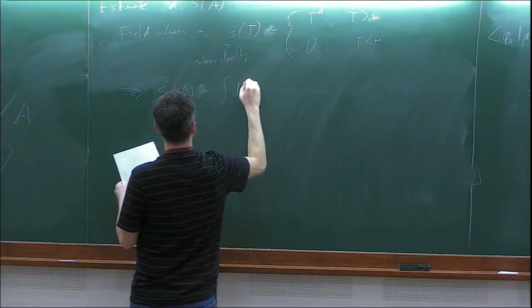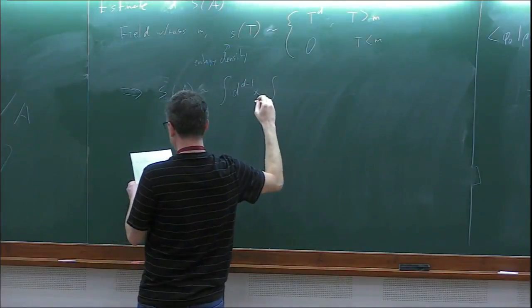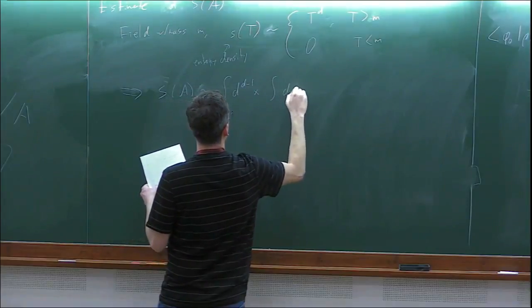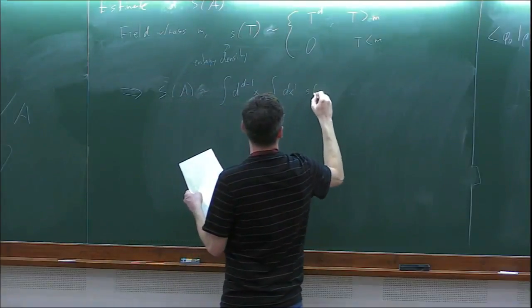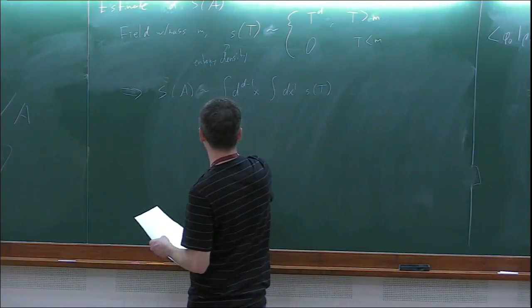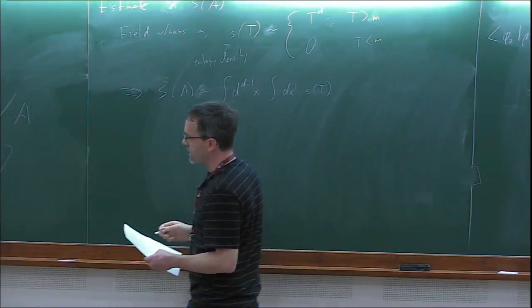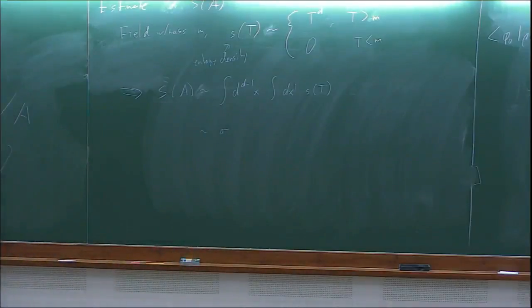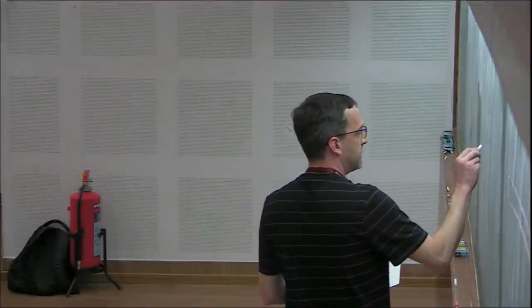So the integral d^(d-1)x, integral dx1, of s of T. This guy gives you sigma, our old friend, which is the volume of the entangling surface. So in this direction, we cut it off somehow. I mean, it's infinite in Minkowski space, but cut it off. You get some area. And then you get an integral.